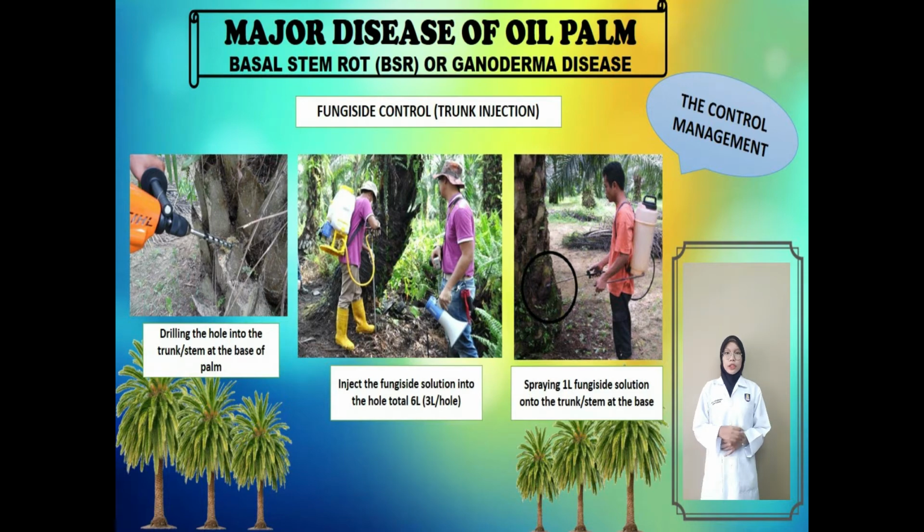Secondly, drilling 2 holes into the trunk or stem at the base. Thirdly, prepare the fungicide solution. Inject the fungicide solution into the drilled holes with a total of 6 liters, 3 liters per hole, using the injector attached to the motorized knapsack sprayer. And lastly, spraying 1 liter of fungicide solution onto the stem or trunk at the base.